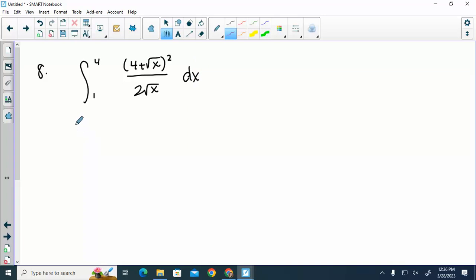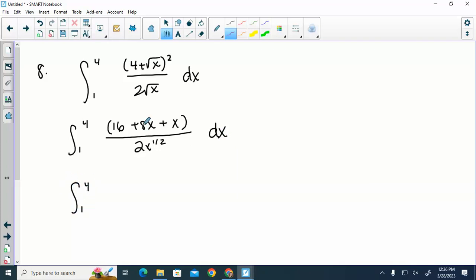So we have to simplify this before we do anything else. If you FOIL the top, you get 16 plus 8x plus x squared, over 2 square root of x, or you can think of that as 2x to the 1/2. We can't do a quotient in reverse, so we will first split this up. So 16 over 2x to the 1/2 would be 8x to the negative 1/2. 8 over 2 is 4. x over x to the 1/2 would be x to the 1/2. x squared over 2x to the 1/2 would be 1/2 x to the 3/2.